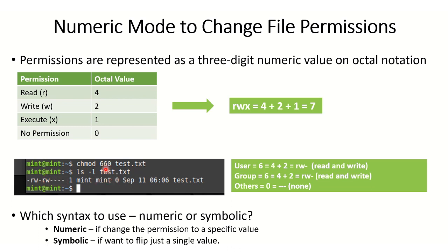So which syntax we should be using, numeric or symbolic? Now the general rule of thumb is we should use numeric if we change the permission to a specific value, and we should use symbolic if we want to flip just a single value.